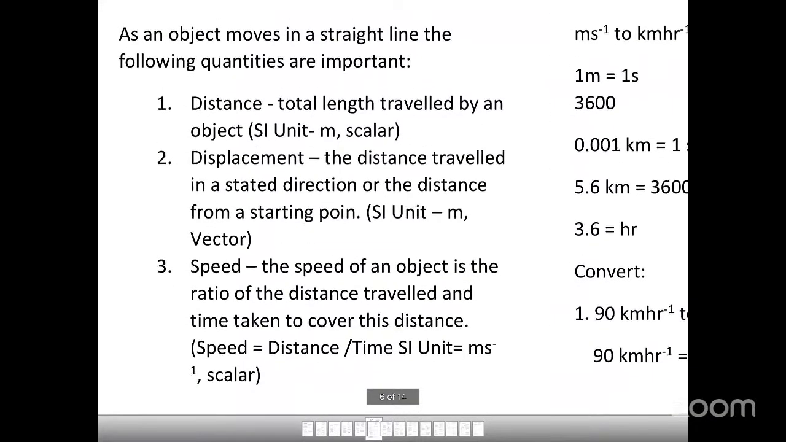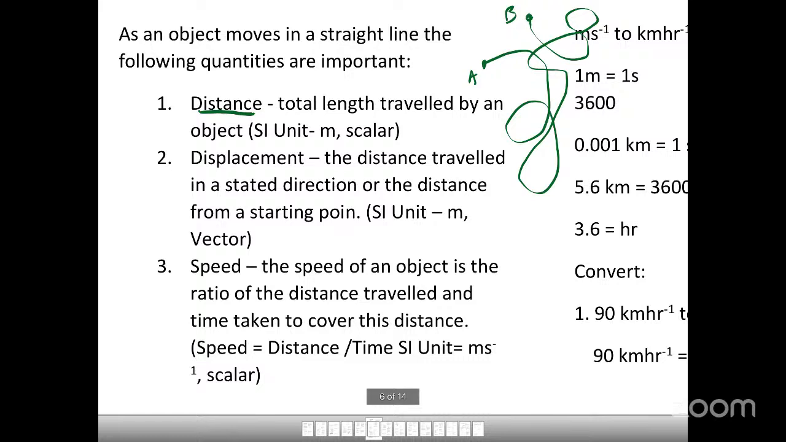I want to go over distance, total line travel, and displacement, the distance in a straight line, right? So straight line distance from start to finish. Just remember this: if you start here and you travel all this distance and you finish here at P, that total length that you travel is called your distance, a scalar quantity as well.